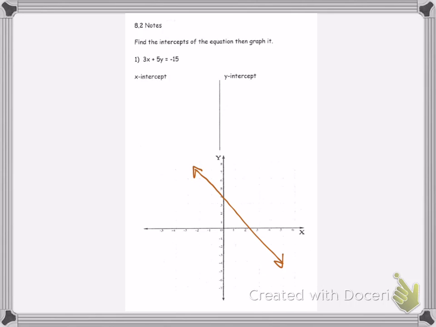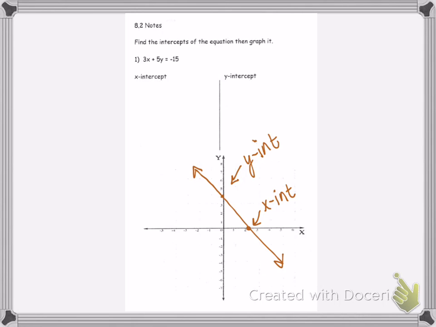The intercepts are where it hits the x-axis, so that's the x-intercept, and we abbreviate it x-int, and where it hits the y-axis. So the y-intercept would be right about there, and we would call that the y-intercept.